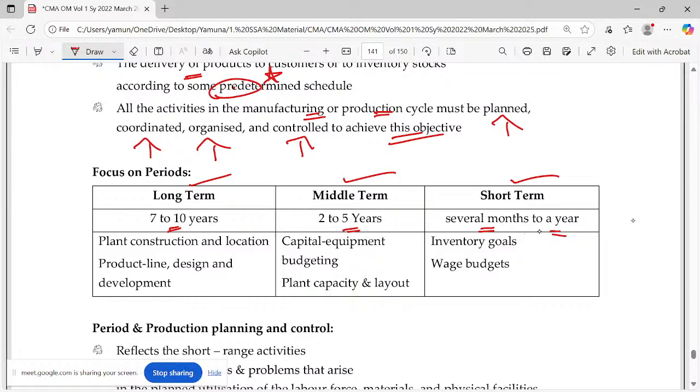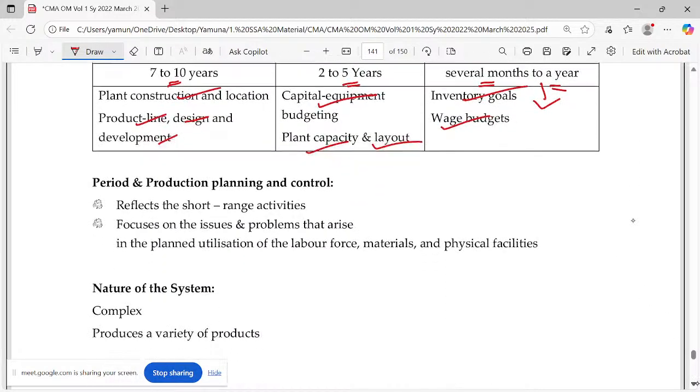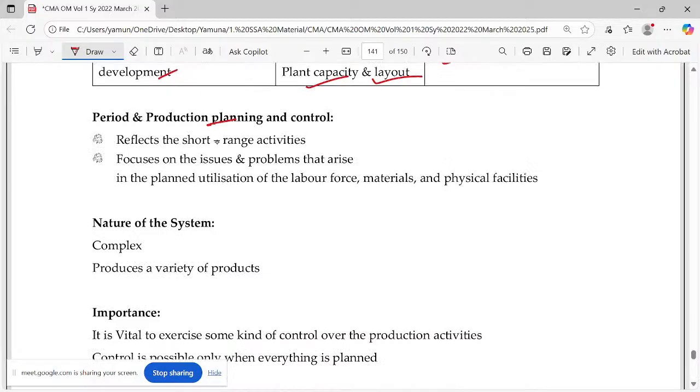For example, if you look out for a short term, that may be related to inventory goals or waging budgets. When you relate to middle term, that may be related to capital equipment budgeting, plant capacity and layout, whereas the long term, plant construction and location, product design, line design, development. And production planning and control, it will reflect the short range activities.